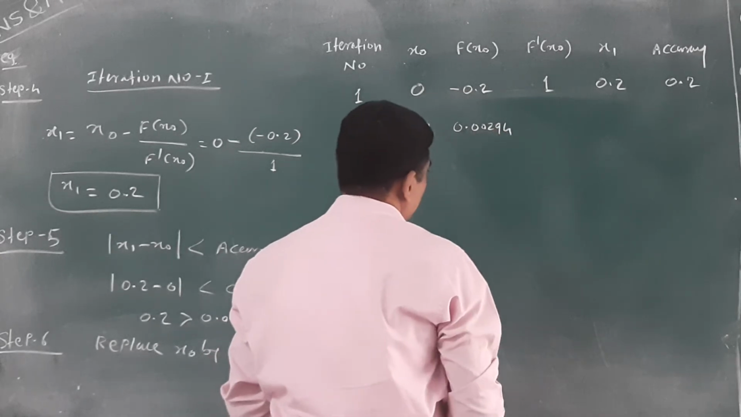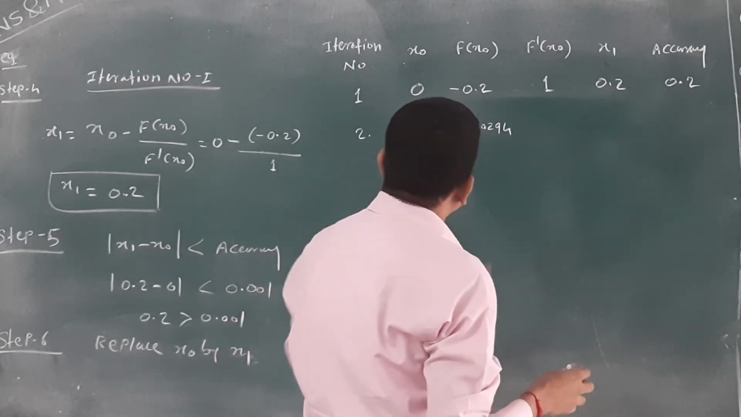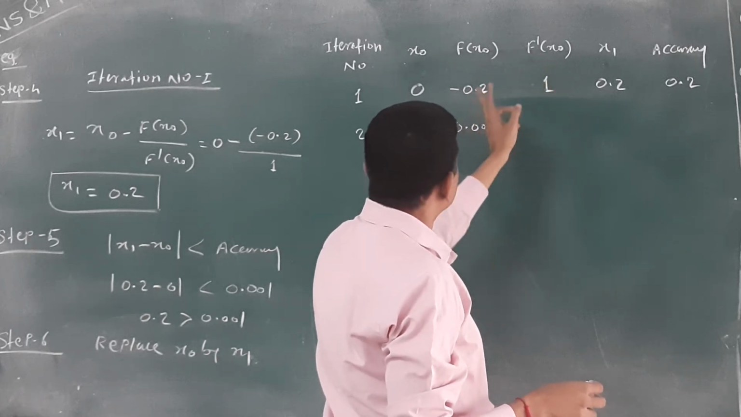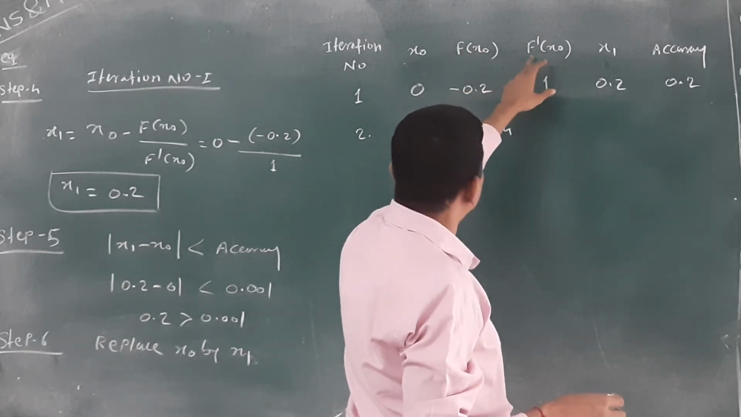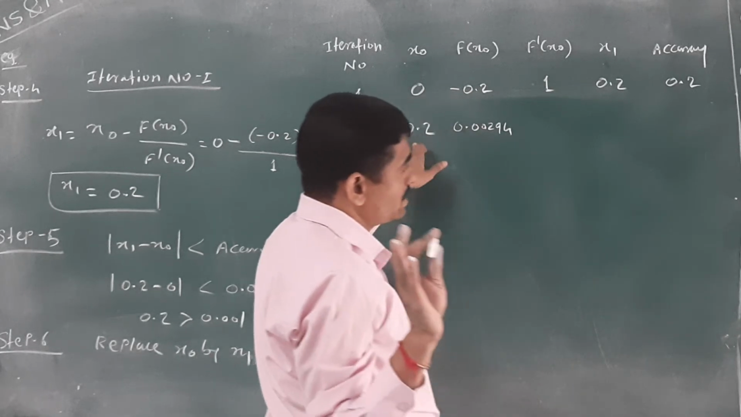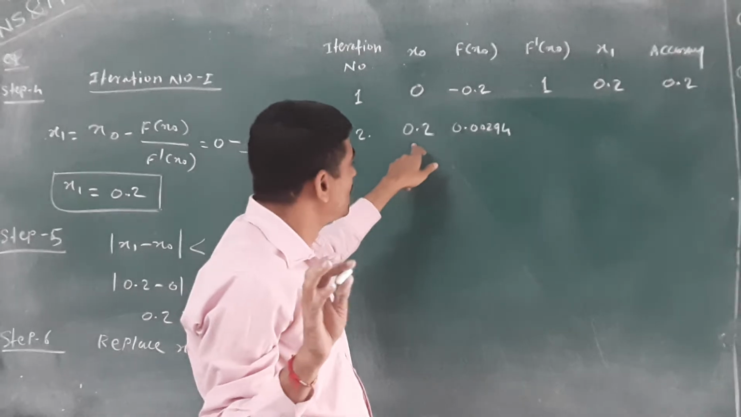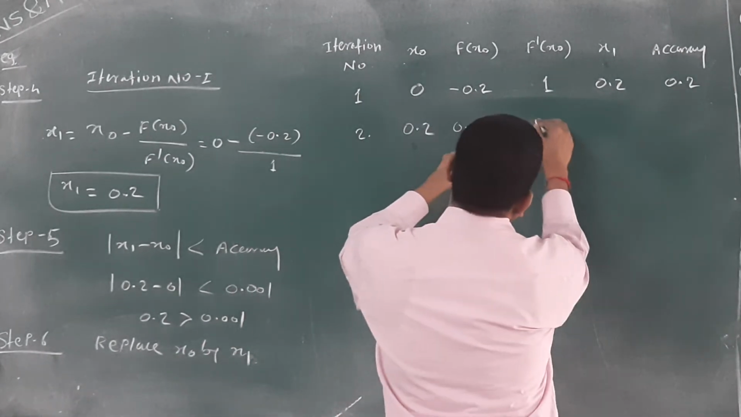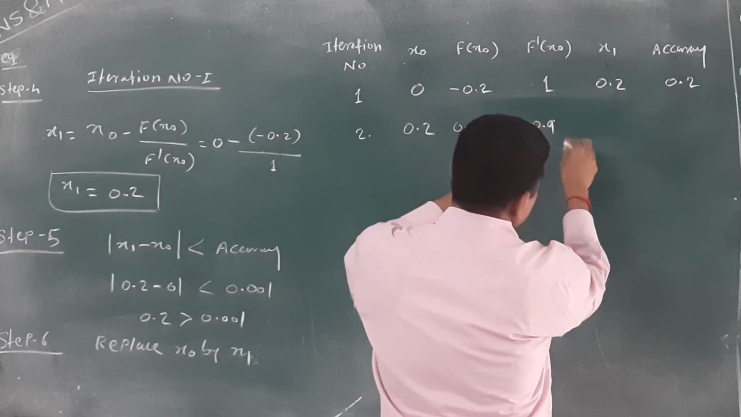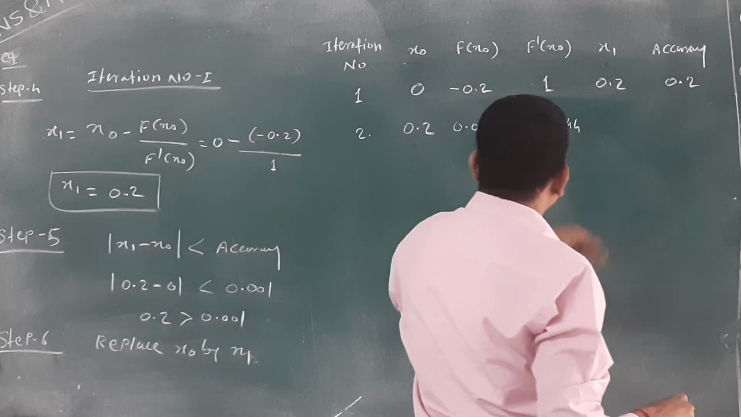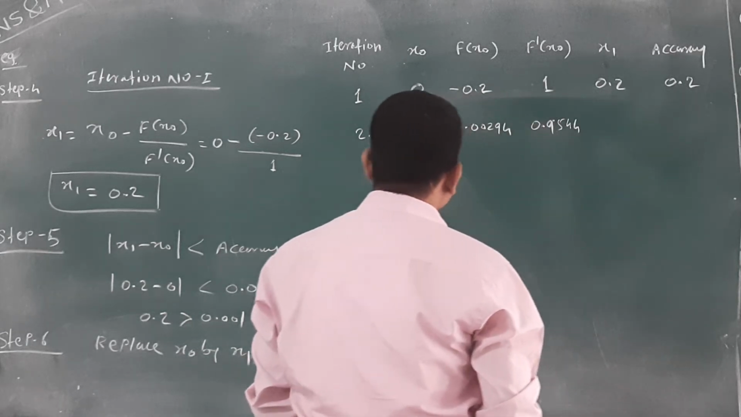0.00294, a positive value. Then again you have to put this value in equation number 3 to find f dash of x0. We are getting those 3 equations, and all of you know those 3 equations. Then put this value in it and you will get 0.9544. And what is the value of x1? Here you will get x2.